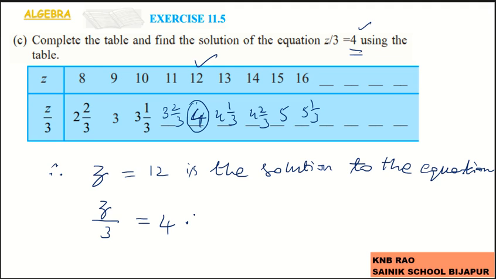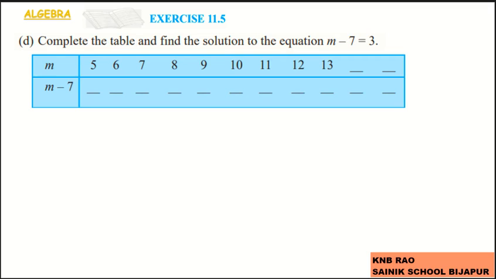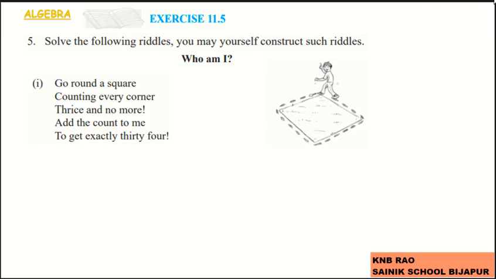Children, the sub question D I am giving as a homework for you. Complete the table and find the solution of the equation m minus 7 equals 3. So, this is homework for you. Okay. Next, there is a main question number 5, but it is all riddles. Solve the following riddles. You may yourself construct such riddles.